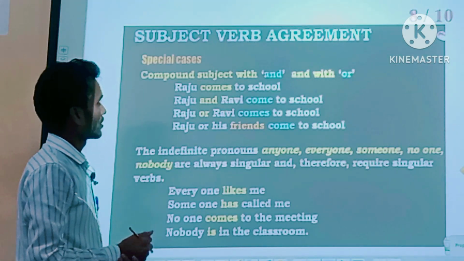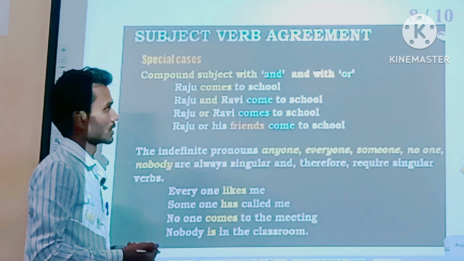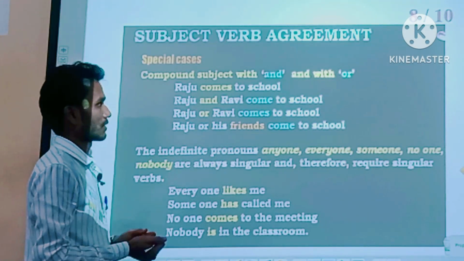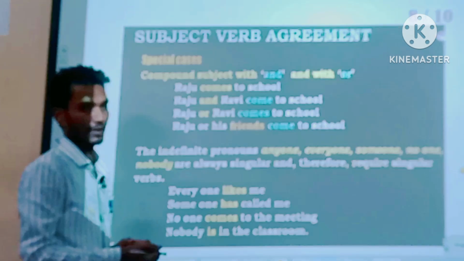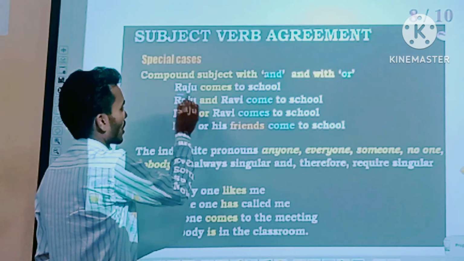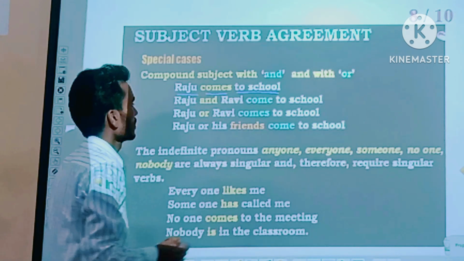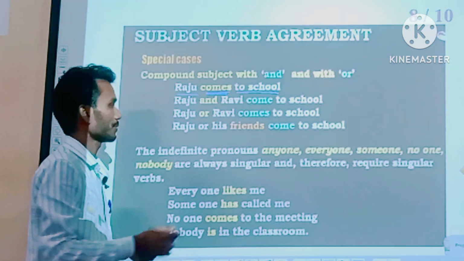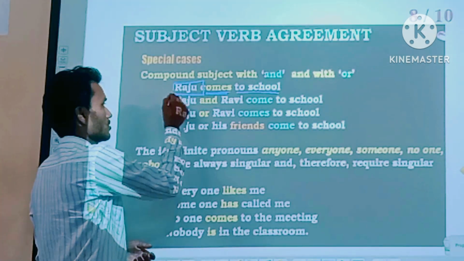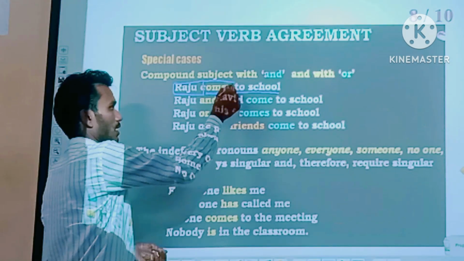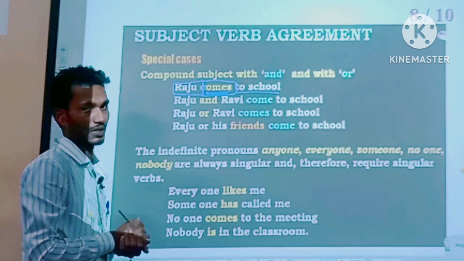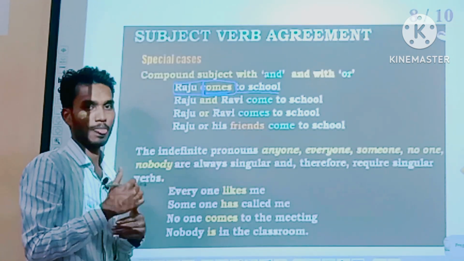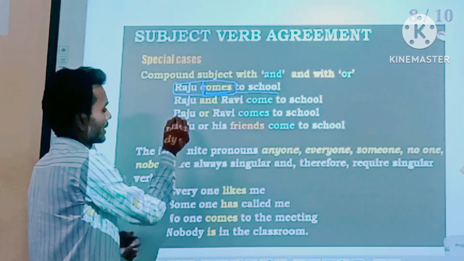Then there are some special clauses in subject verb agreement, right? So, compound subject with and or, right? Say for example, Raju comes to school. Here the subject is singular, comes, it's not come. Why? Because Raju is also singular, the verb form is also singular, right? As I told you, the rule is if the subject is singular, the verb form should be singular, right?